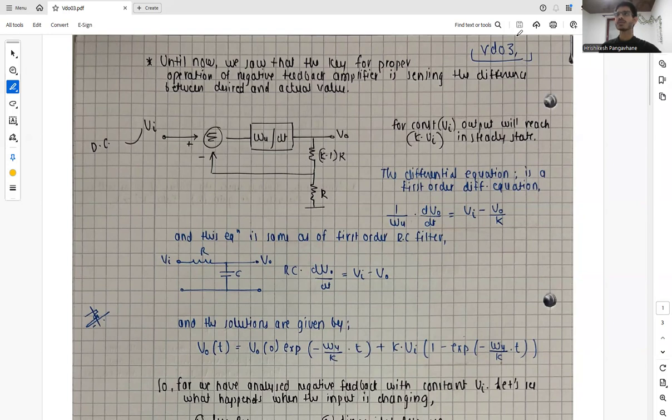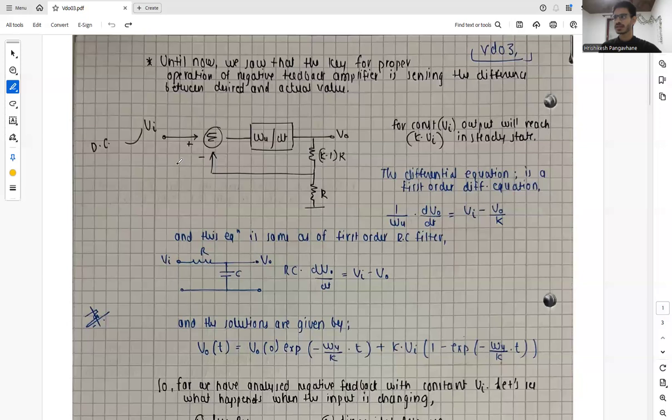And until now, we saw that the key to proper operation of a negative feedback amplifier is sensing the difference between the desired input, or the desired value, and the actual value. So we had an input Vi as a DC quantity, and for a constant Vi, the output will reach K times Vi in a steady state.